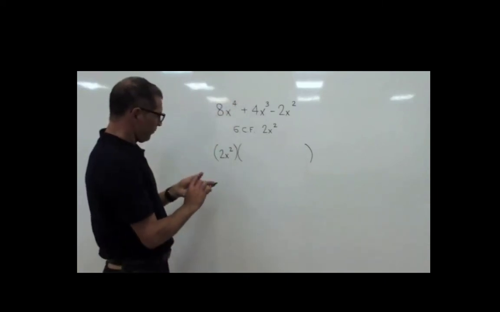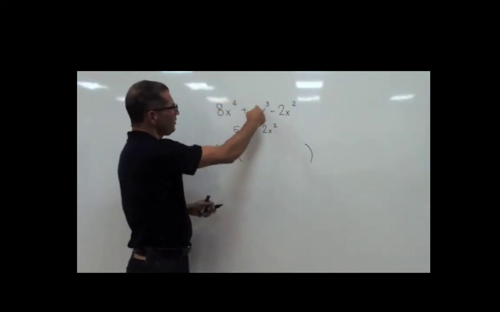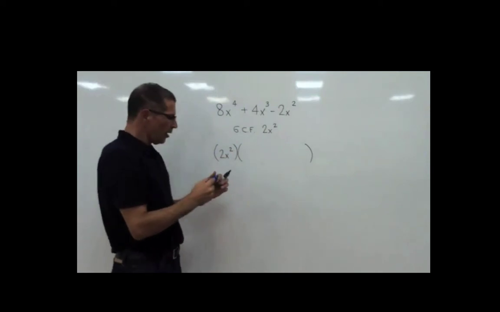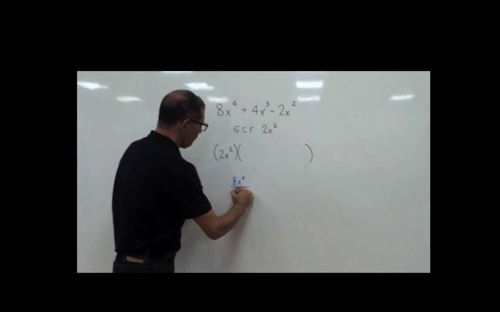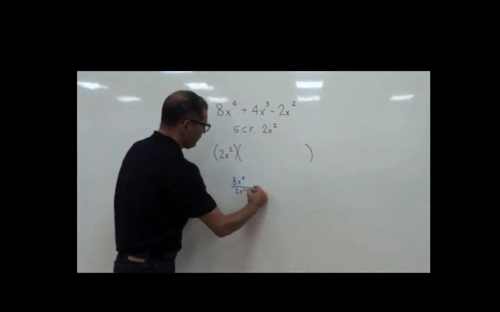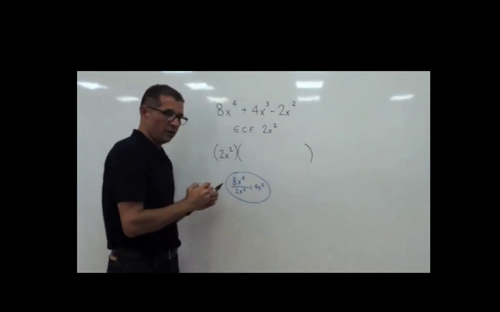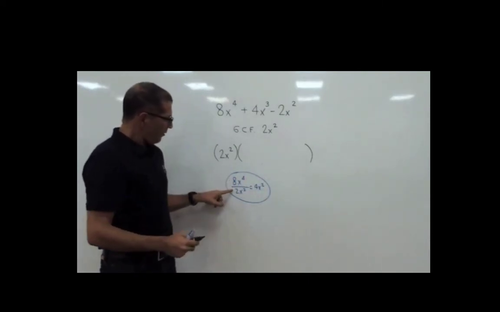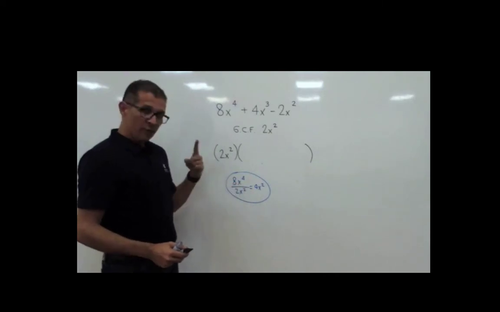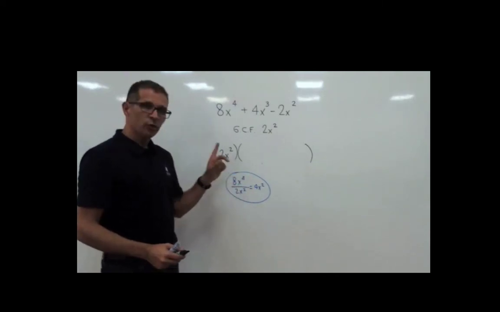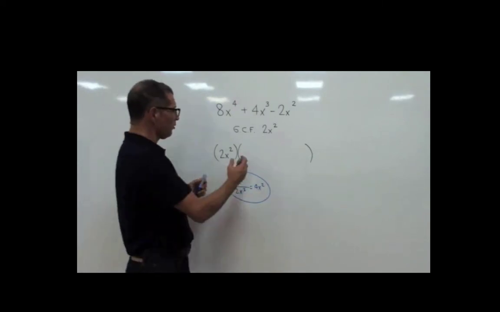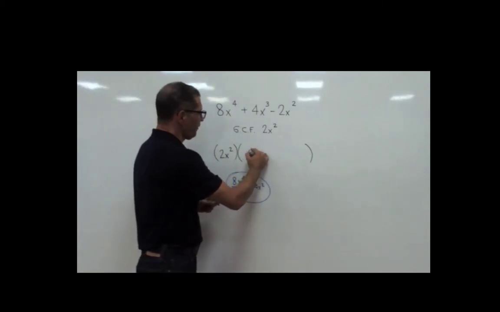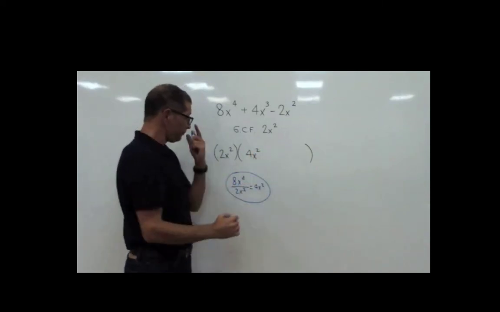We need to divide each term by this factor. 8x to the 4th divided by 2x squared equals 4x squared. 8 divided by 2 is 4. And remember, when the base is the same, we subtract exponents in the division: 4 minus 2 is 2. So the first term that goes inside this factor is 4x squared.